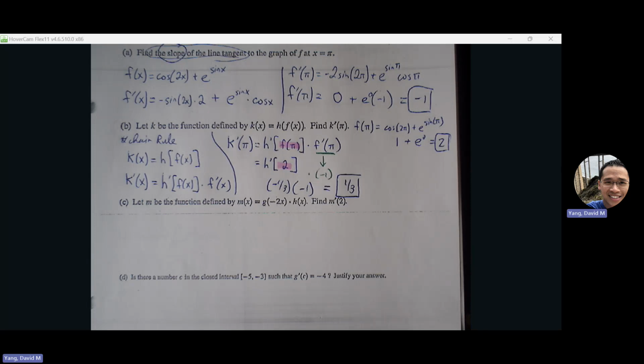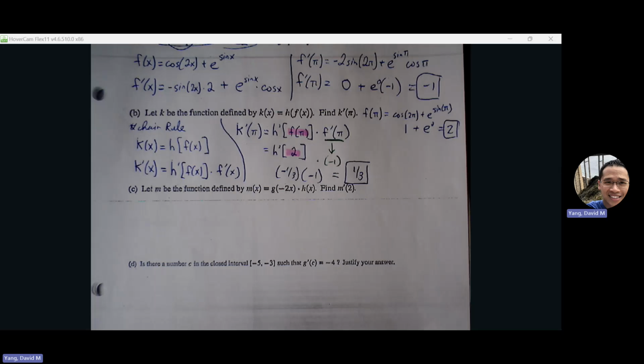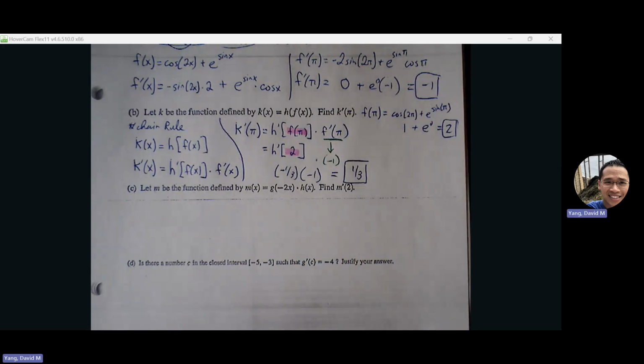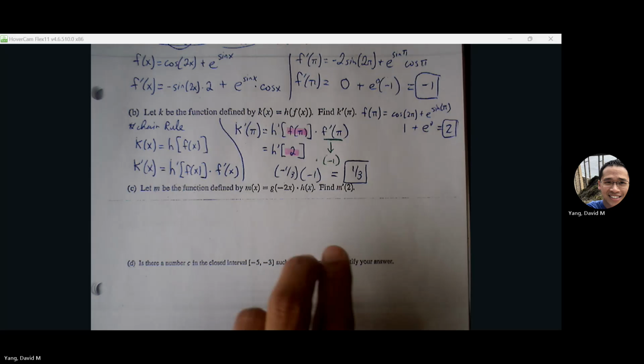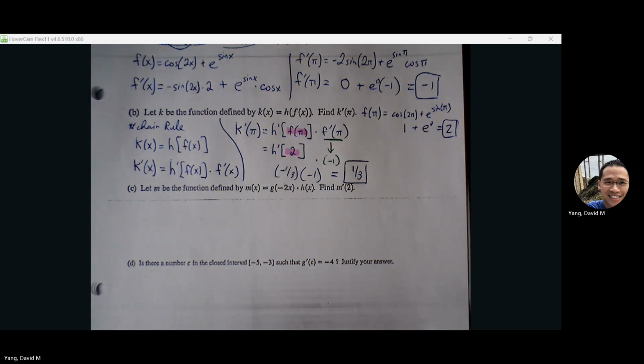Find the derivative, right? m prime of x. Look at how m of x is formed here. What do we have to go through if we want to find the derivative? You have negative 2x times h of x, what would you use? Would you use chain rule again? Would you use quotient rule?